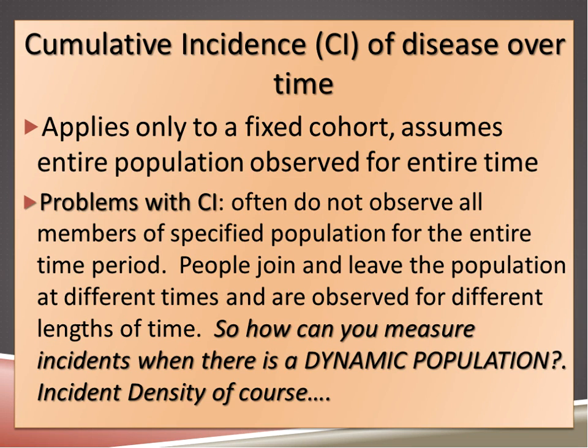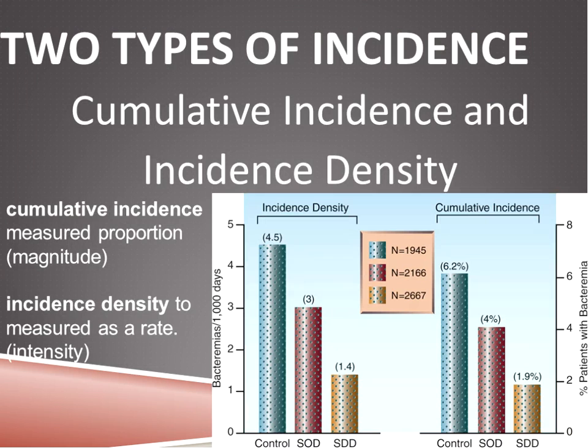Cumulative incidence assumes that we're able to observe the entire population over our study period. And sometimes that's hard because people enter and leave our population. The problem with cumulative incidence is we don't always get the opportunity to observe people throughout our entire study period. And so the way that we fix that is by using incidence density.